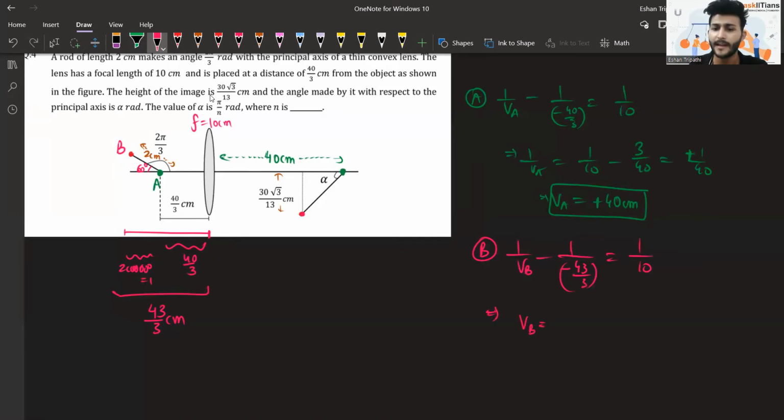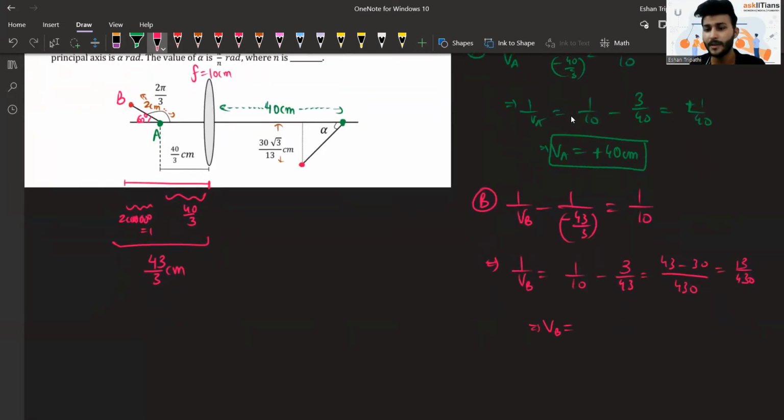So it turns out that VB is equal to, again I'll have to calculate it, the boring stuff. And we have to be very, very quick at these calculations if we want to solve questions in JEE Advanced. Like these kind of calculations should not take a lot of time. 1 upon 10 minus 3 by 43. Do the calculation. We'll take the LCM. That's 43 minus 30, that's 13 by 430. So it turns out that VB is 430 by 13 centimeters. Such an ugly number, 430 by 13.